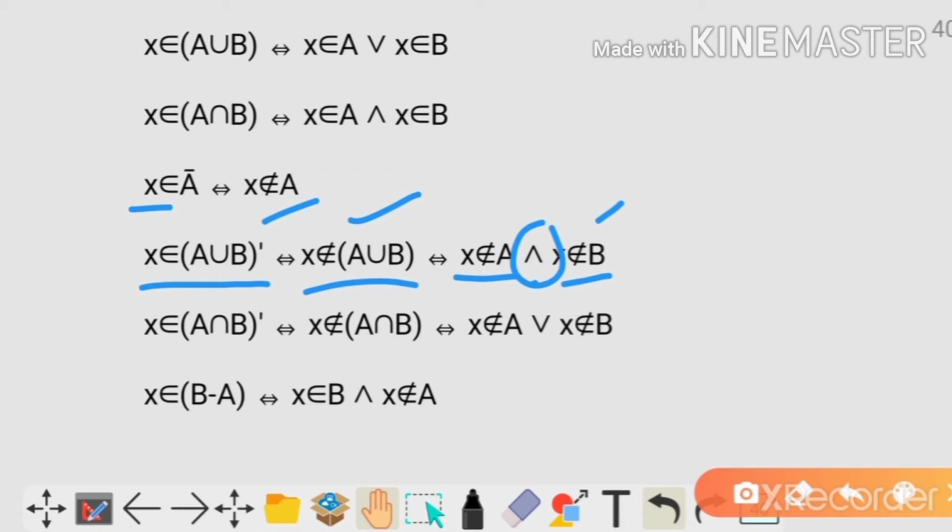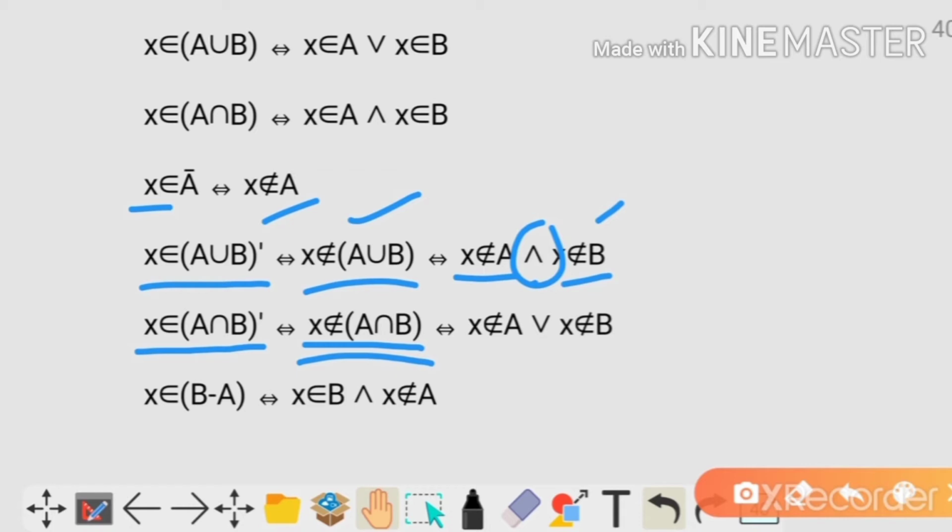Now the next statement is X belongs to A intersection B, its complement. That means X does not belong to A intersection B. Now as we talk about the intersection, as X does not belong to A intersection B, that means it can be in A but not in B. It can be in B but not in A.